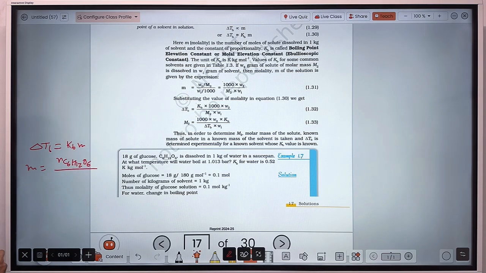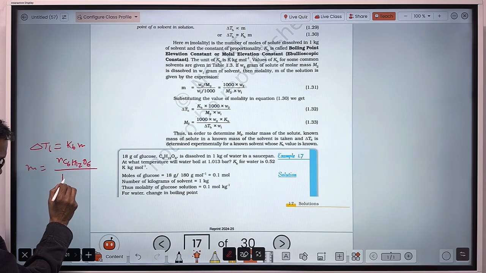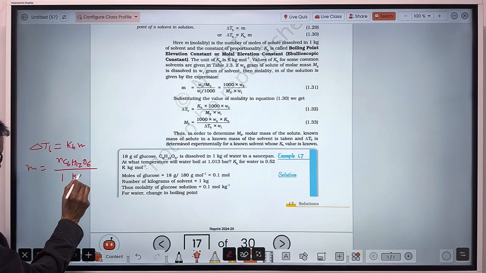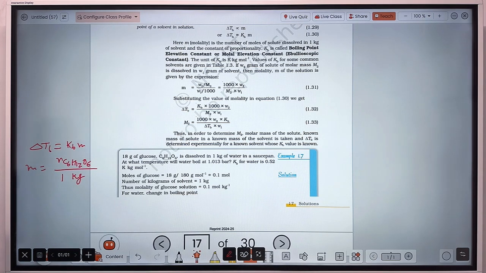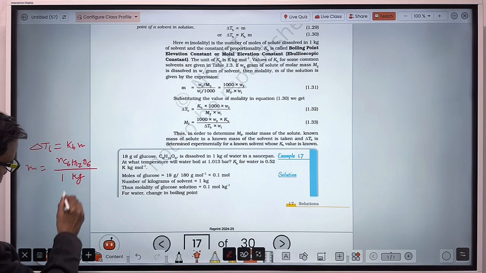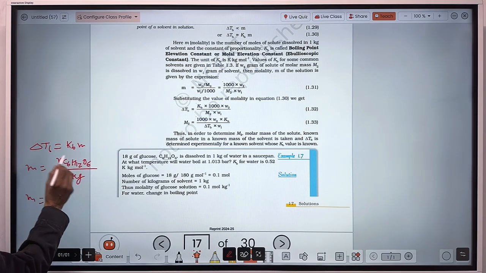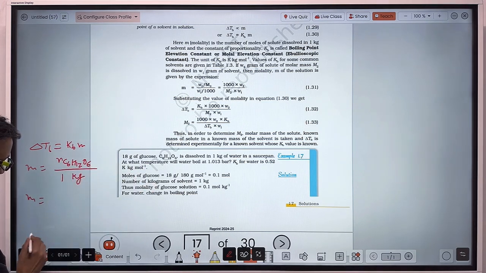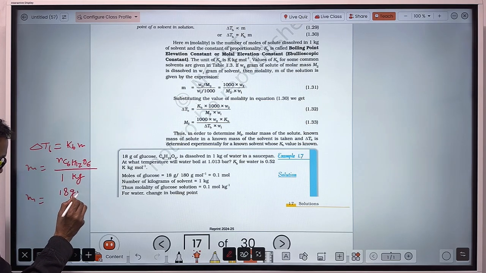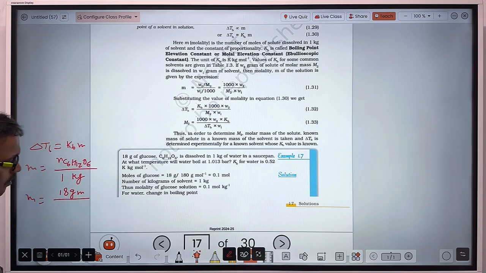Molality is the number of moles of glucose upon weight of water in kg. The weight of water is given as 1 kg. So molality will be number of moles of glucose upon weight of water, and since the weight of water is 1 kg, molality in this case will simply be equal to the number of moles of glucose. So how many moles of glucose will there be? That is weight of glucose upon molecular weight of glucose.